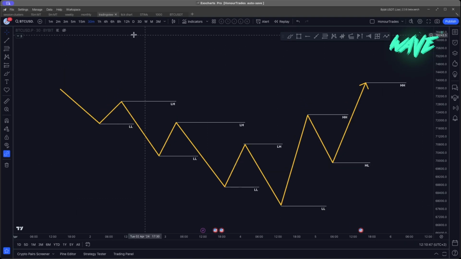All right, so this is the very key concept of market structure. I'm going to leave this here. You can take a screenshot if you want and try to understand it. If you're ready, let's move on.